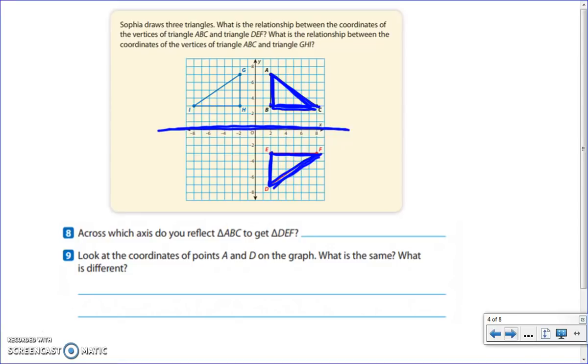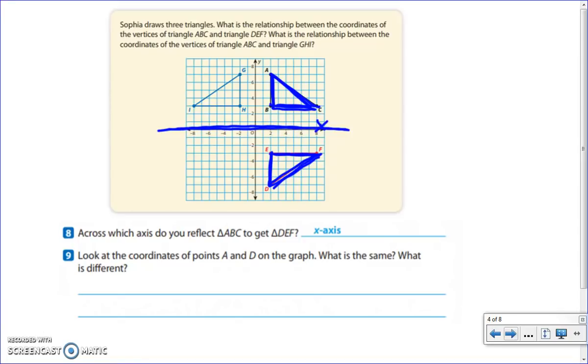And so if I folded this coordinate plane along this x-axis, I would have ABC right on top of triangle DEF. So the axis that I'm reflecting over is the x-axis. The horizontal axis is the x-axis. This is the x-axis. So let's look at the coordinates of A and D on the graph. What is the same and what is different?